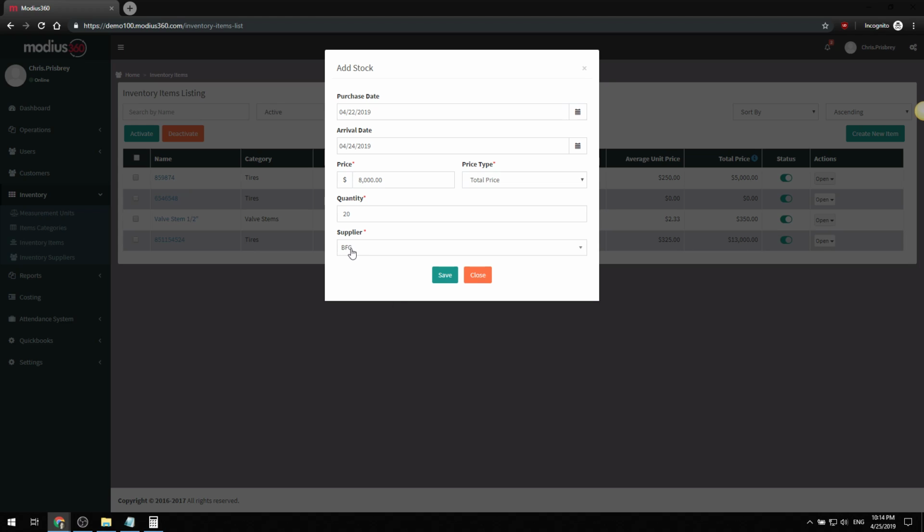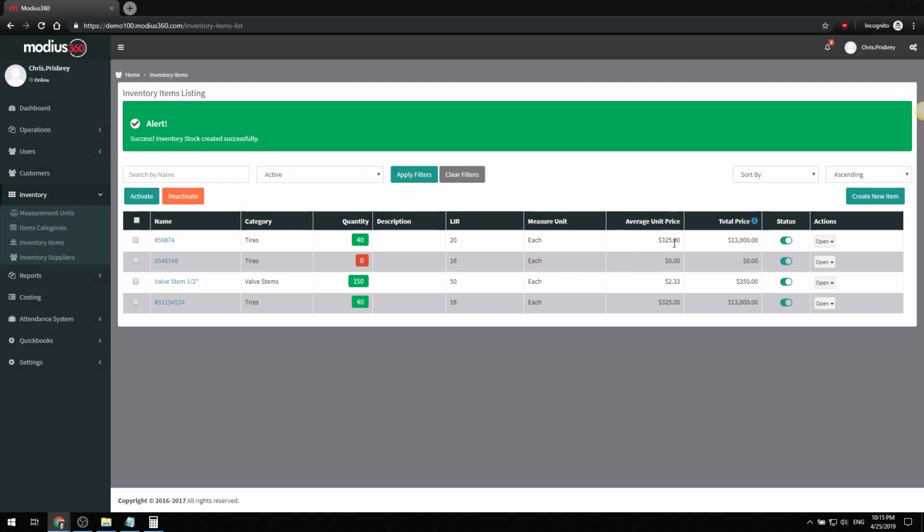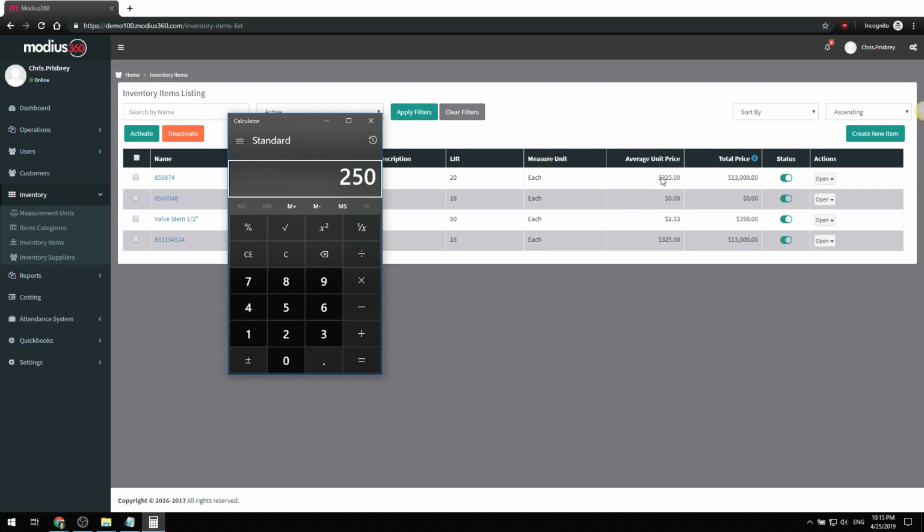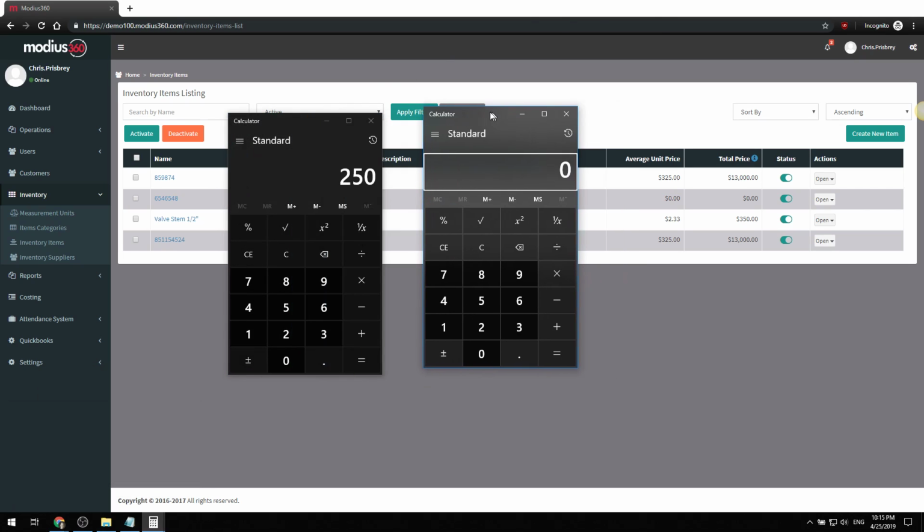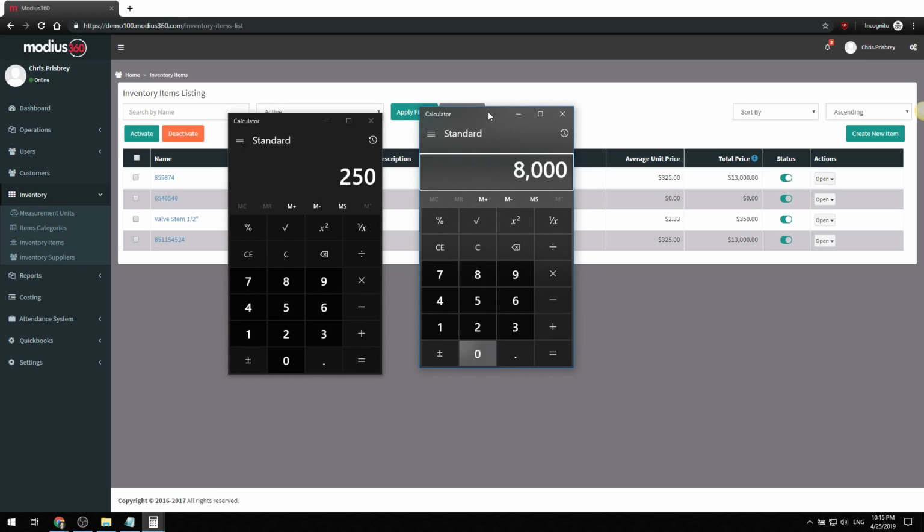And so we're going to select BFG again, and we're going to hit Save. And now we look, and we have a $325 average unit price. So let's pull up another calculator here, and let's take a look at that. We just bought $8,000 worth of tires, and we bought 20 of them at $400 unit price. And so if we look, we've got 250, and then we bought it, and it was 450.